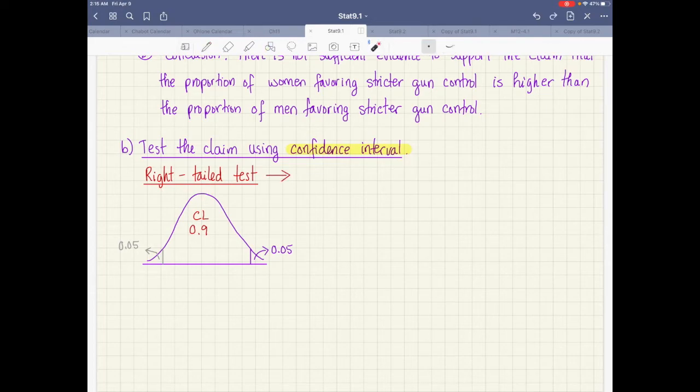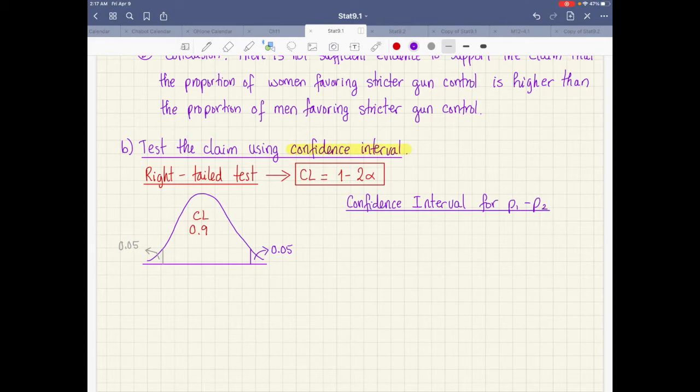The formula to find the confidence level when you're working on a right tail test or a left tail test is that you are taking 1 minus 2 times alpha. So if you take 1 minus 2 times 0.05, you should get 0.9. This applies for right tail and left tail tests.